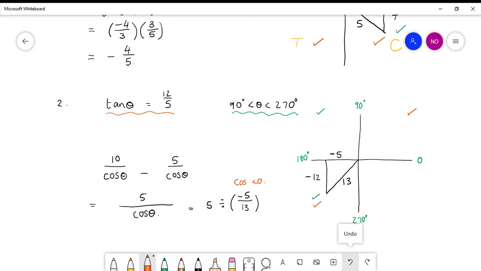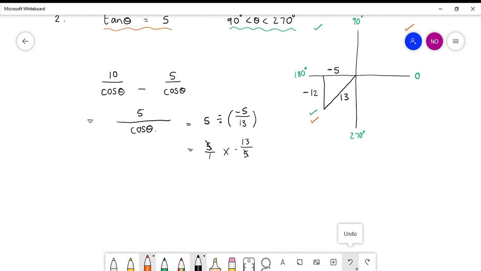And you guys need to start checking yourself on every step where you can. Want julle weet net tan is positief in die derde kwadrant. So if you got a positive value for cos now, you messed up your signs earlier on. Then you have to go back. Okay. As ons deeldele breek, dan maal ons met sy resiprook. So our answer will be negative 13.